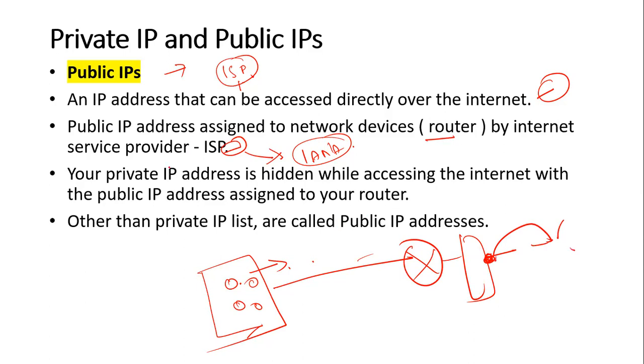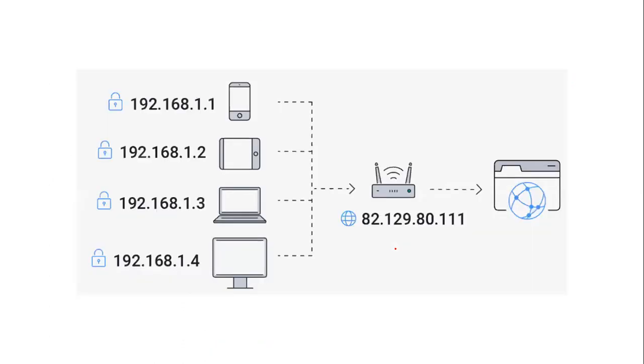Okay, so here if you can see, your private IP address is hidden while accessing the internet. Hidden means it's a mapping, I can say. Private IP addresses are mapped to public IP addresses, and the public IP address is assigned to your router. As I mentioned, other than private IP addresses, everything we can call a public IP address. This is about public IPs.